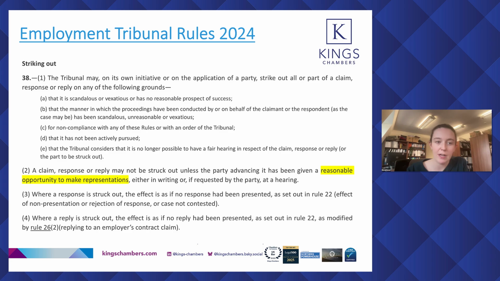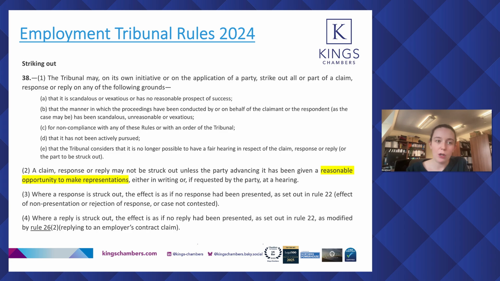Rule 38.3 and 38.4 apply primarily to responses or replies being struck out, and while I will refer to those briefly later on in this webinar, they tend to be less common. The strikeout applications we mainly see are for claims to be struck out rather than responses or replies, but that's not to say that it never happens.